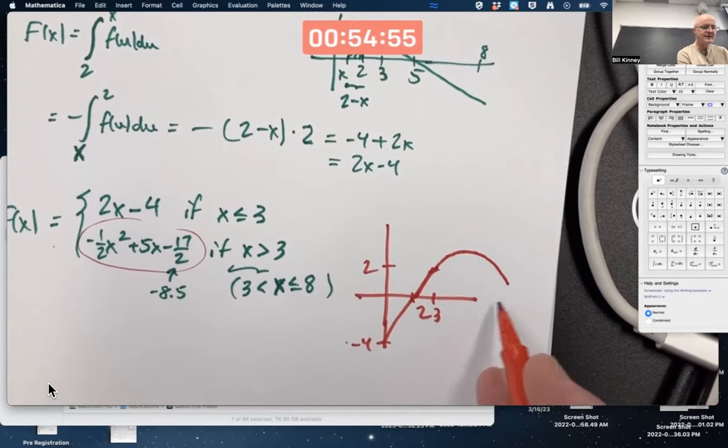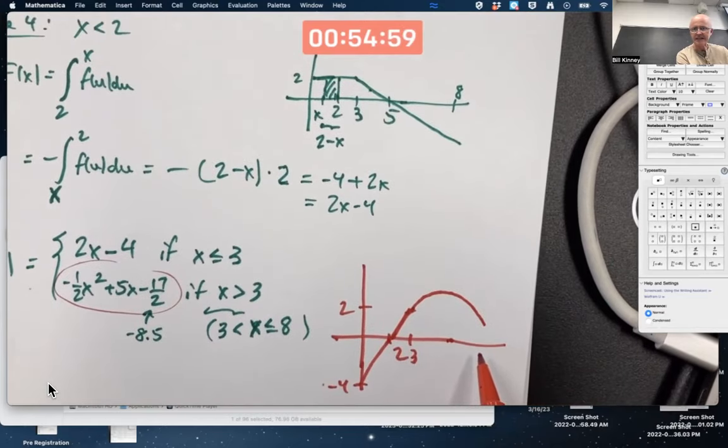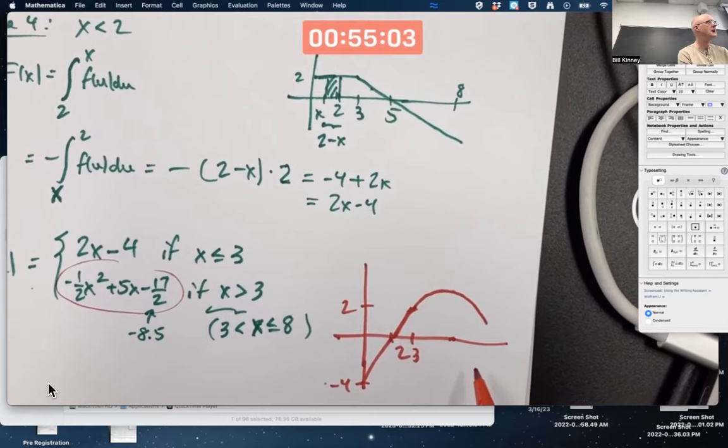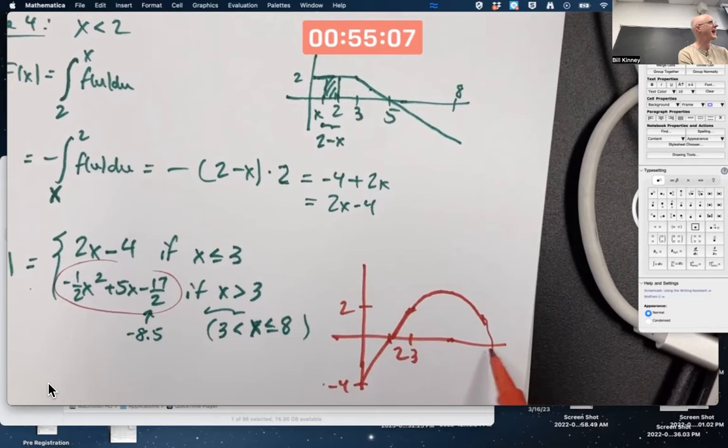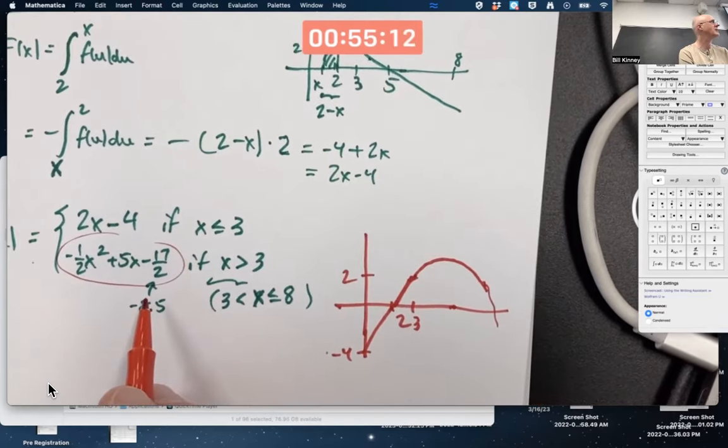Will it go down to 0 by the time I hit x equals 8? I think so. But I have to figure it out to know for sure. It'll go down and cross 0 at some point. I'm not sure if it'll be before 8 or after 8. I'd have to set it equal to 0 and solve for x, like with the quadratic formula.